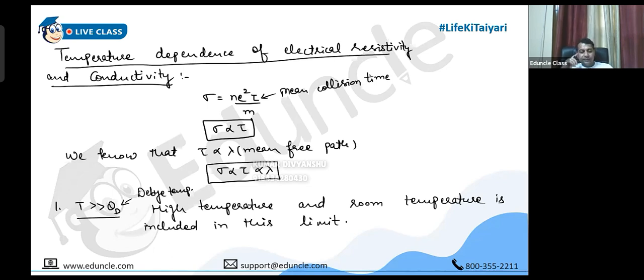Now either the electron can collide with another electron, or it may collide with the ions. Scattering with lattice means there are ions present inside the crystal. So the electron can also undergo collision with those ions, and that is called scattering with lattice, or electron-phonon scattering. I think it must now be clear to all of you.